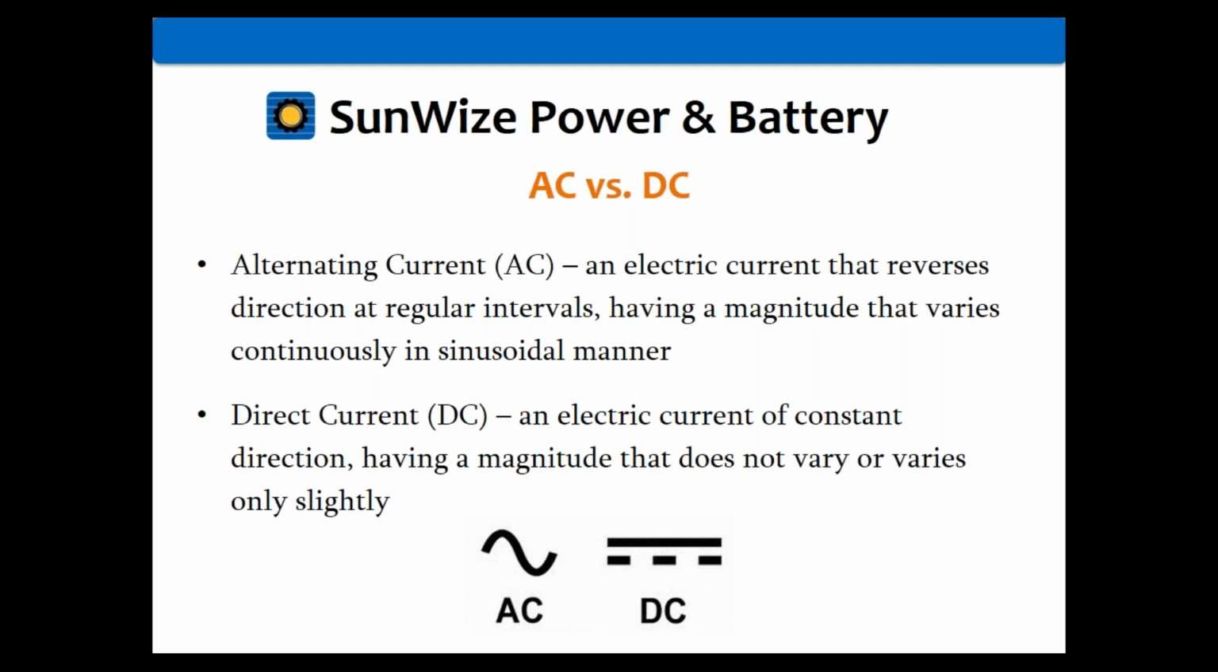Also important to note that the schematic symbol for AC is a sine wave, and for DC, it's a solid line with a couple of dashed lines underneath. Note those symbols. You're going to see them again a little bit later on when we start talking about inverters and DC-DC converters. They're going to pop up there with regards to those symbols. And also, of course, in our next webinar, we talk about reading schematics.